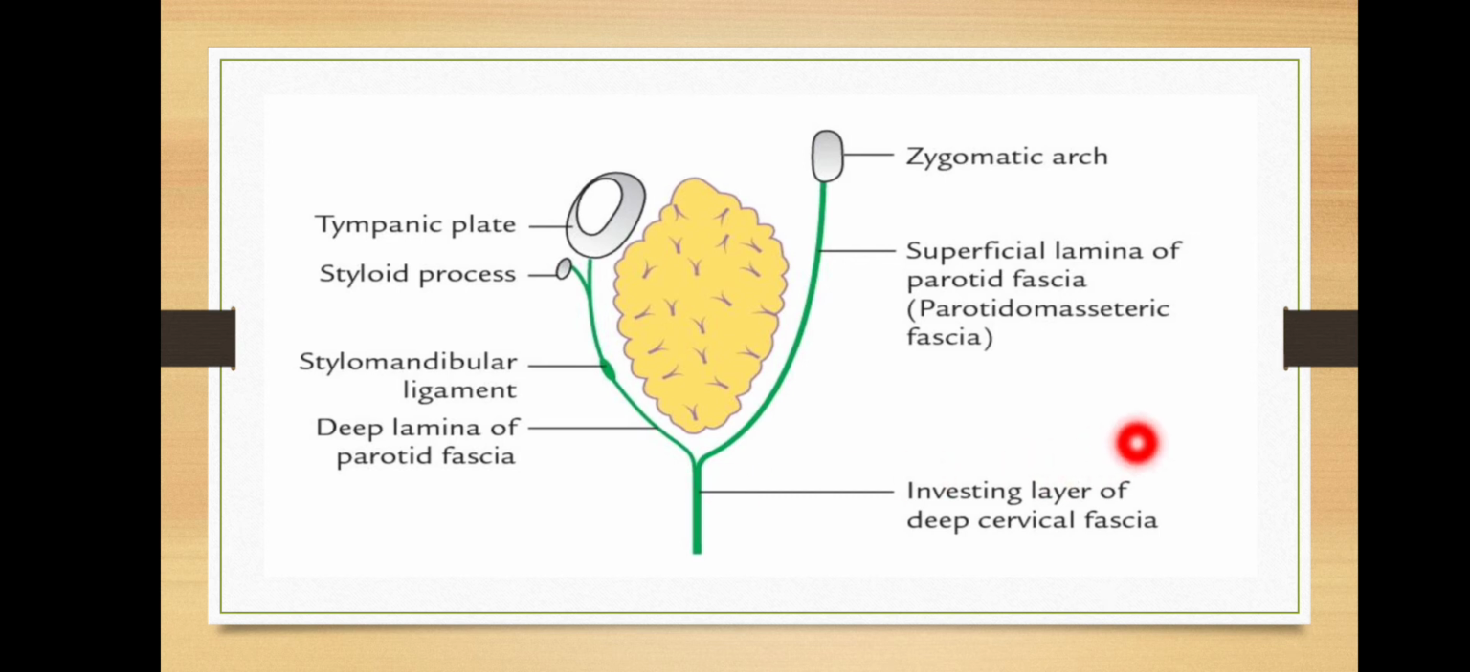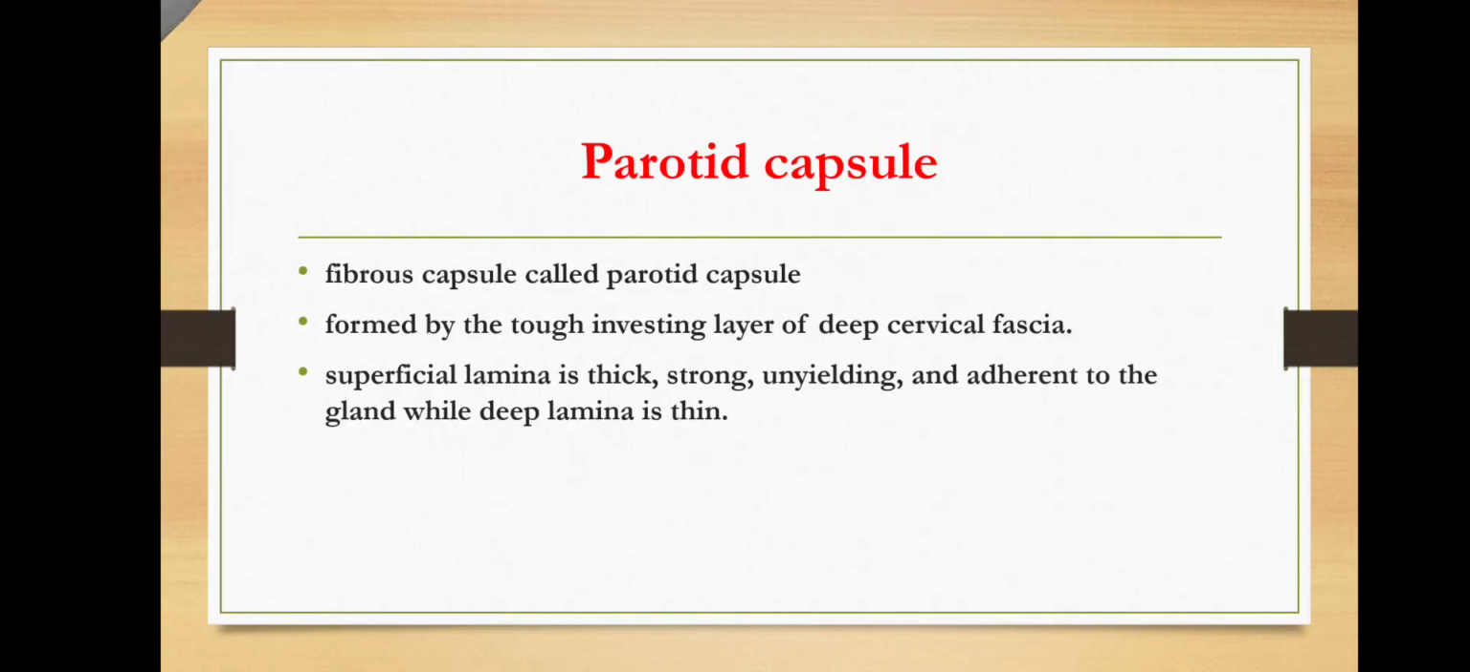Okay. Right. So let's recall the things. The parotid capsule is a fibrous capsule. It is formed by the tough investing layer of deep cervical fascia, which we saw earlier in this picture. The superficial lamina is thick, strong, unyielding and adherent to the gland, while the deep lamina is thin. So if you mention these points, it is more than enough.